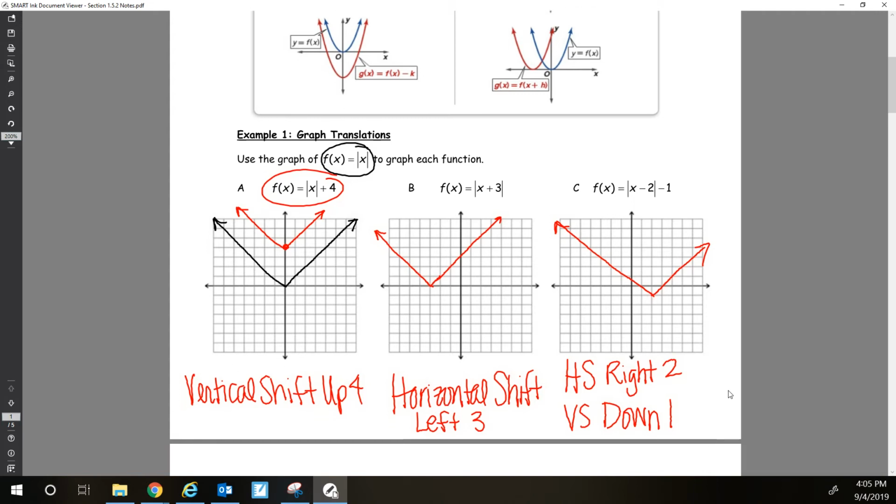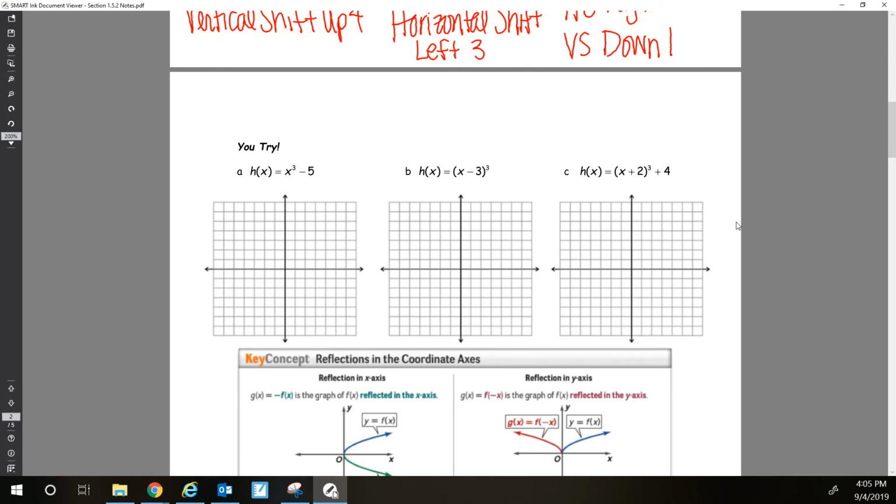All right, go ahead and pause your video. See if you can figure out the U try. What kind of function is that one? You should all be screaming, it's a cubic function.